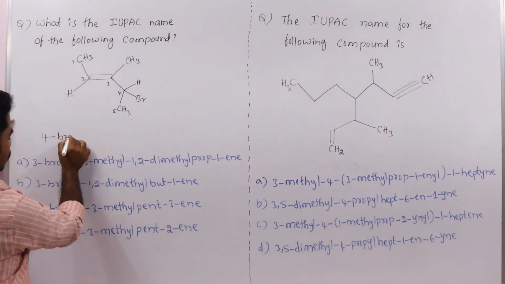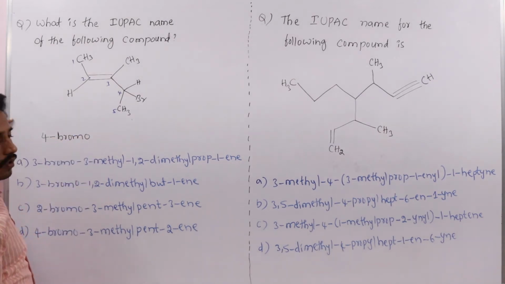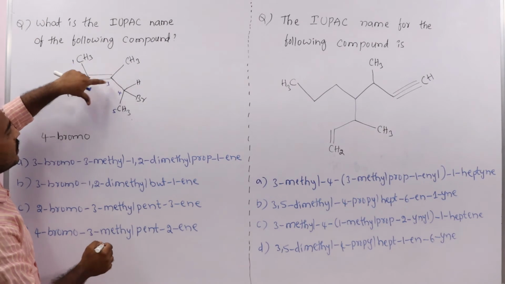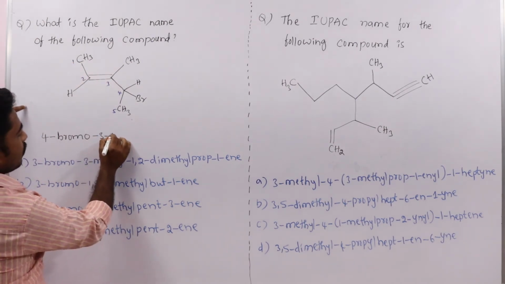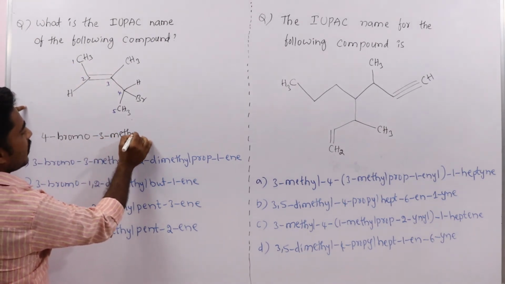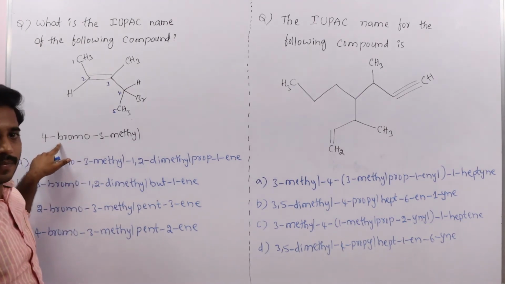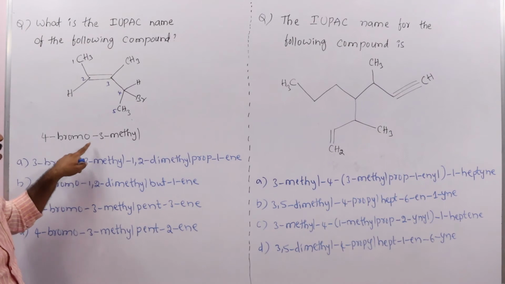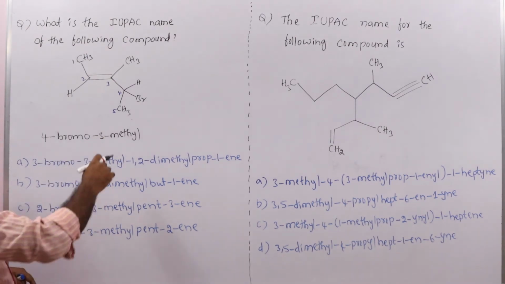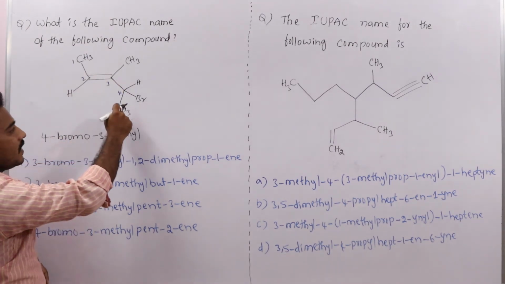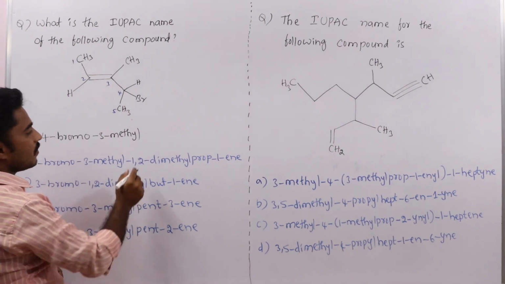4-bromo and 3-methyl. Why are we writing bromo first? Because of the alphabetical order. B will come first. That's why 4-bromo, 3-methyl. So total how many carbons in the parent chain? 5 carbons. That's why, what is the root word?